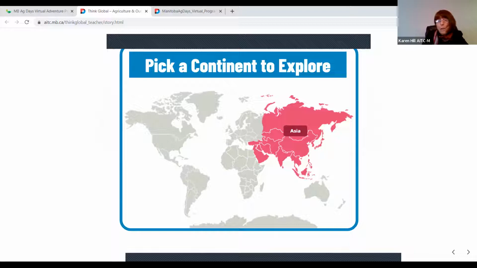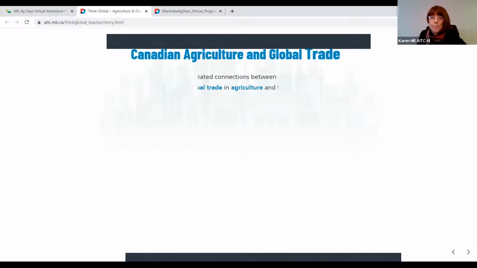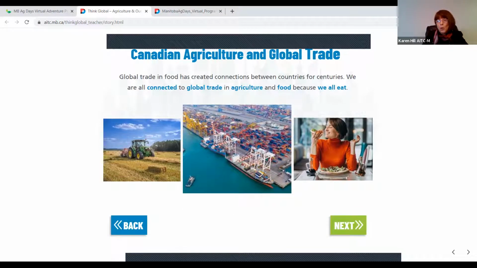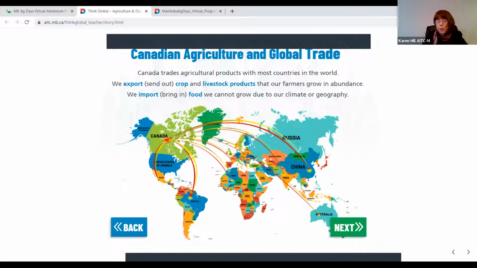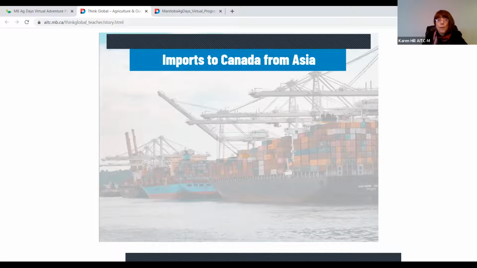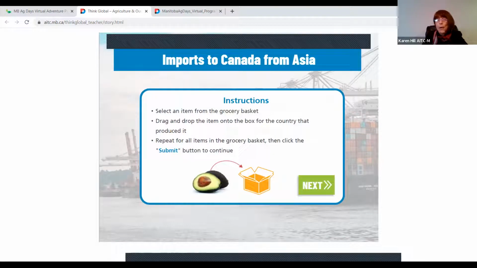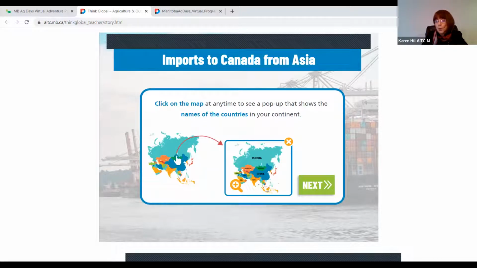Just for our example, I'm going to play Asia. So I'm going to pick Asia and next, we tell them a little bit about global trade and Canadian agriculture, the fact that we export crops, we import crops, we send them all over the world. And then we have them do an activity where they have to take an item from a Canadian grocery basket and figure out which country it's a product of and where it came from. To help them out, if they don't know the names of the countries, they can click on the map and get a map that will help them figure that out.